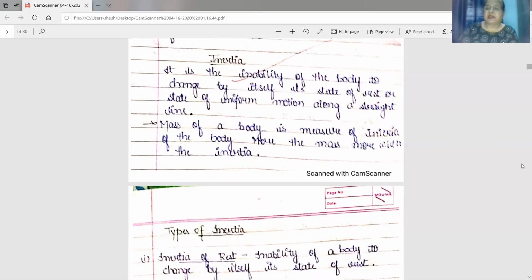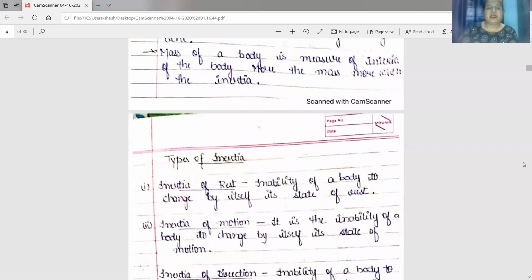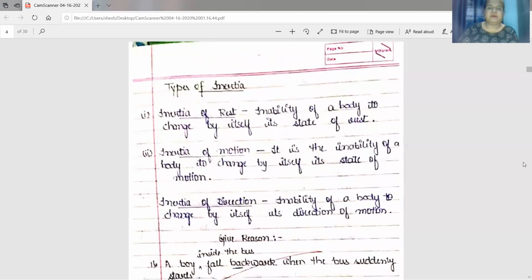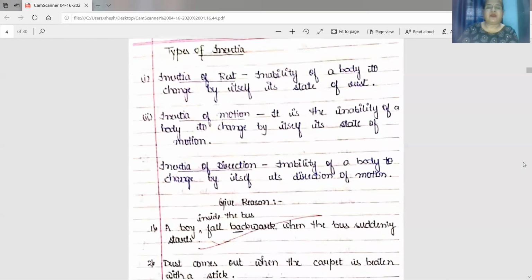Inertia is of three types. First one, inertia of rest, inertia of motion, and inertia of direction. What is this inertia of rest? Inability of a body to change by itself its state of rest unless and until an external unbalanced force is applied to change its state.